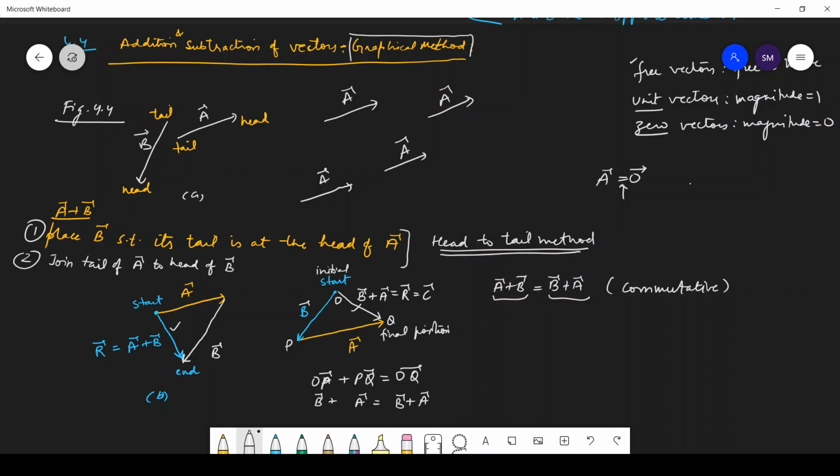And now if you have one more vector, which is vector C, and you want to add vector C to it, suppose we have this vector C over here. You can add only two vectors at a time, and now you want to add one more vector, so you will be adding this with the resultant, right? So A plus B plus C.